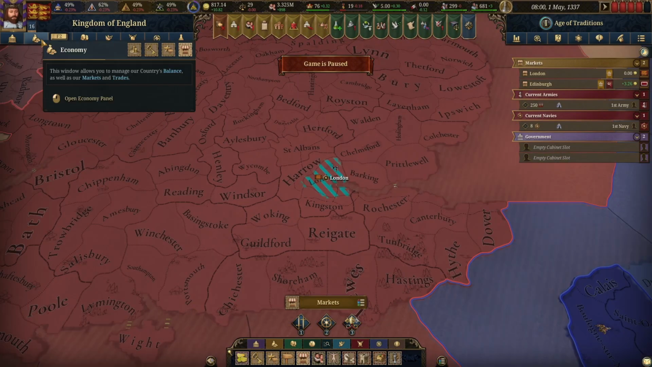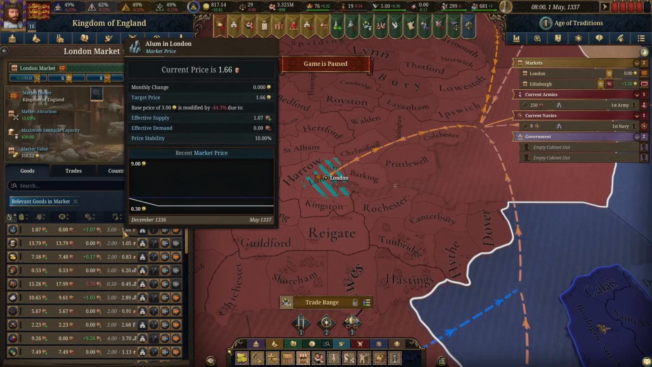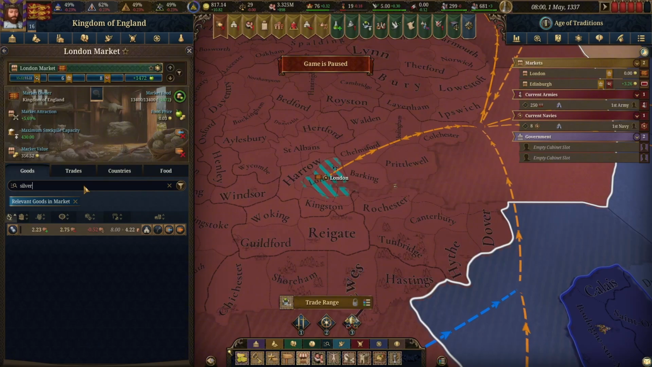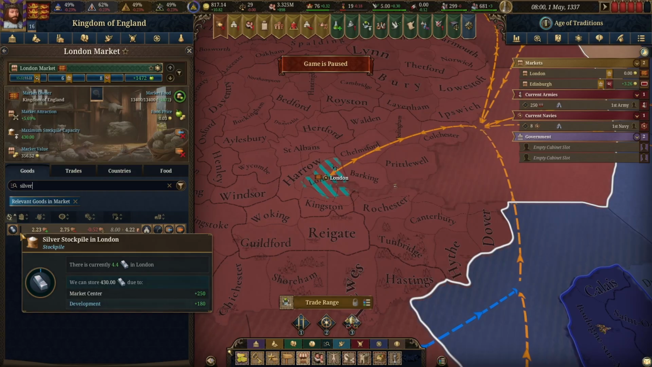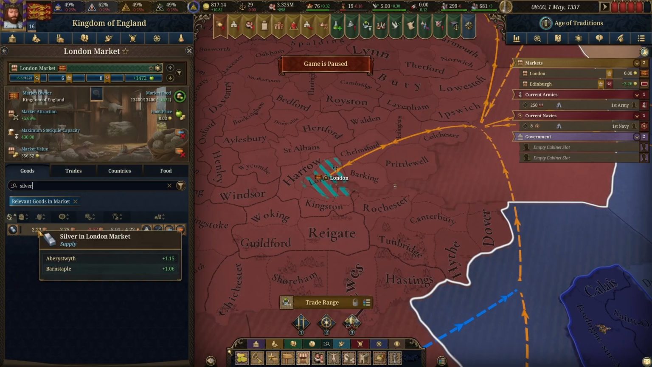Okay, so let's take silver, for example. Let's go to our market and search for silver in the goods tab. And I see here that I have a tiny bit left over in the stockpile. I have 2 locations mining silver, providing me with 2.23 silver good.